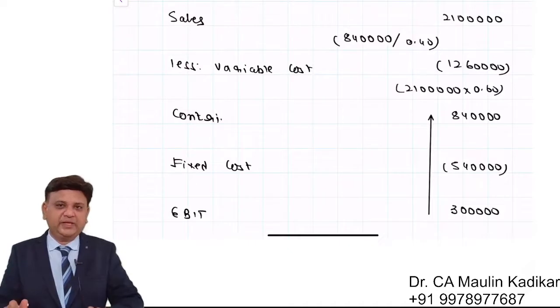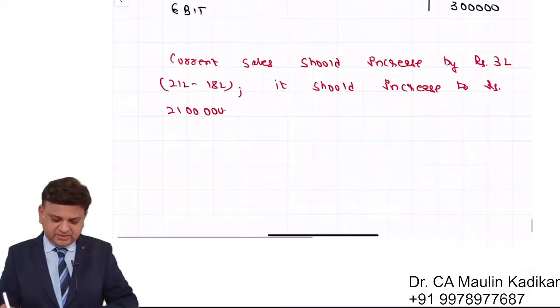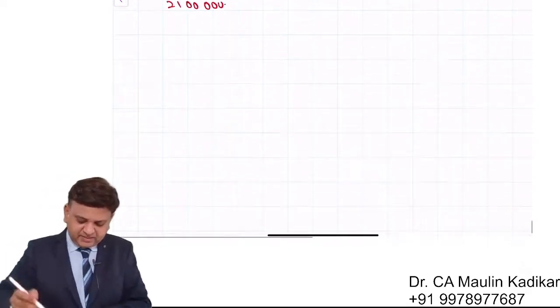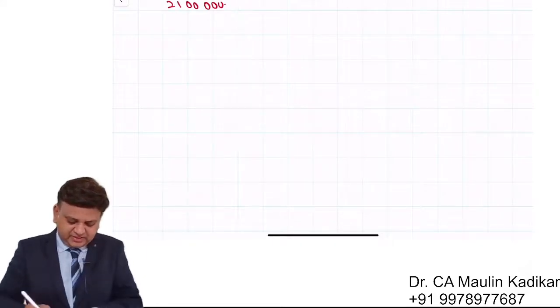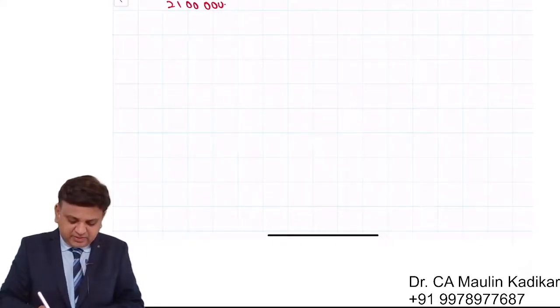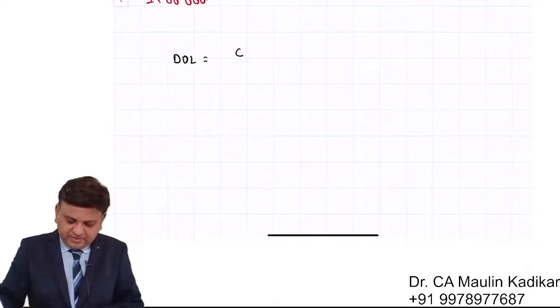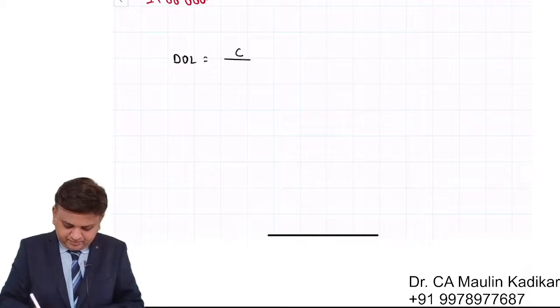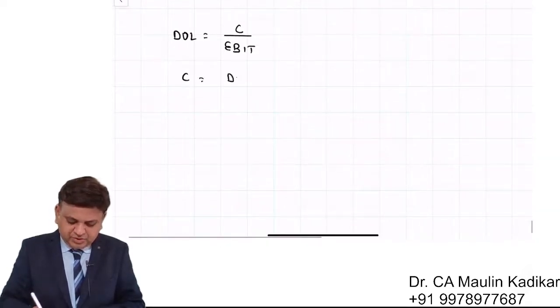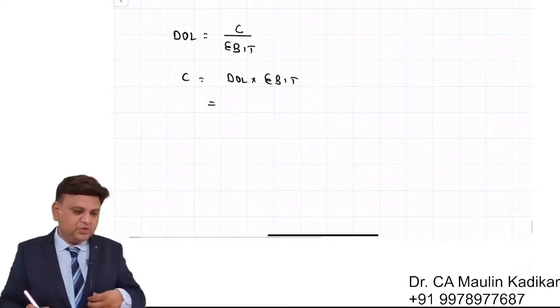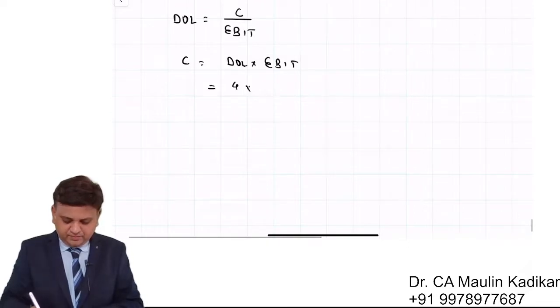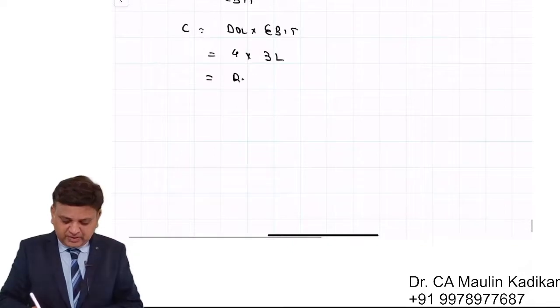Now there is one point that I want to discuss with all of you. Sometimes I come across a question that is answered like this. Everybody is requested to pay attention. DOL is contribution upon EBIT. So contribution is DOL into EBIT. What is DOL? DOL is 4. What is EBIT required? 3 lakhs. So 3 into 4 is 12 lakhs.